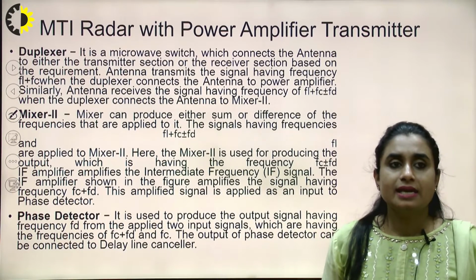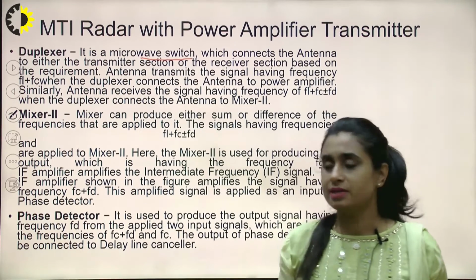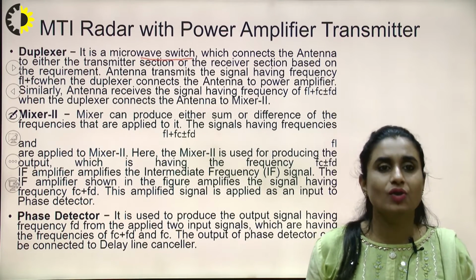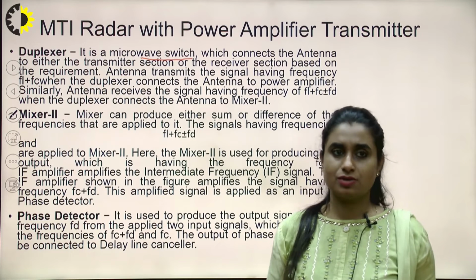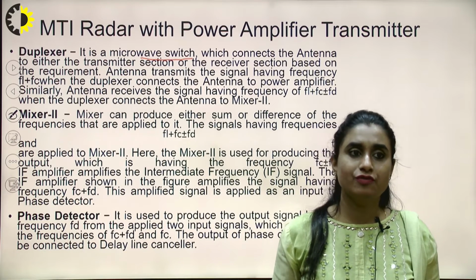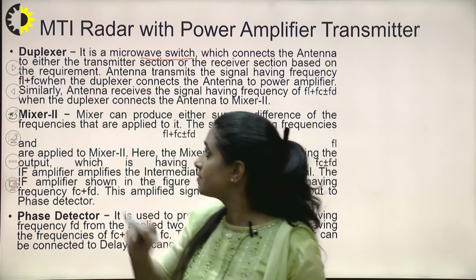The duplexer here is a microwave switch. It helps in switching the mode from transmitter to receiver, which connects the antenna to either the transmitter section or the receiver section based on the requirement. Here the antenna transmits the signal having frequency FL plus FC, right?